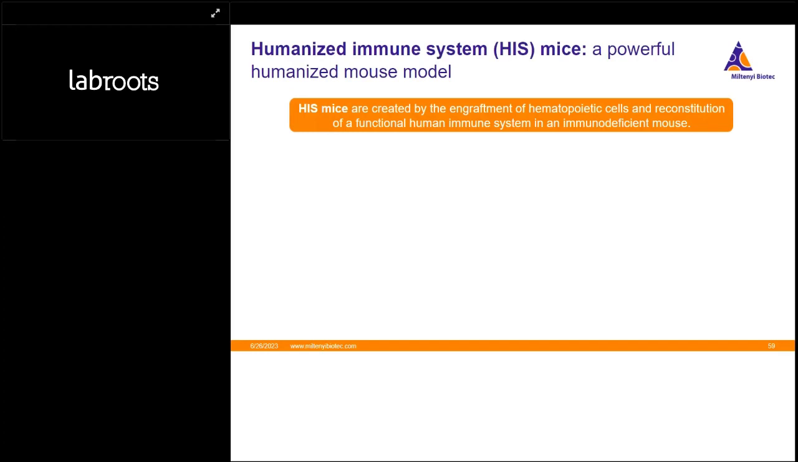HIS is a very powerful humanized mouse model that has been used a lot because you are able to mimic the human immune system in mice. This opens up much more potential for in vivo studies that would be much harder to do with a clinical system with real human patients.